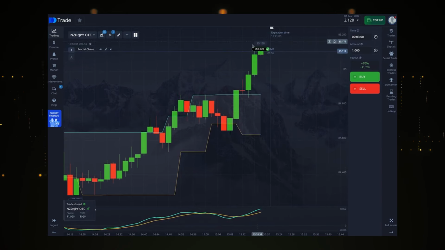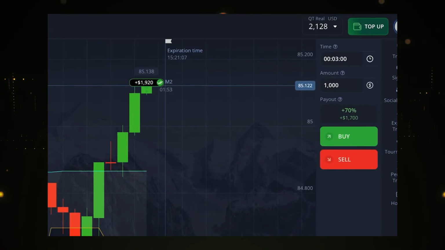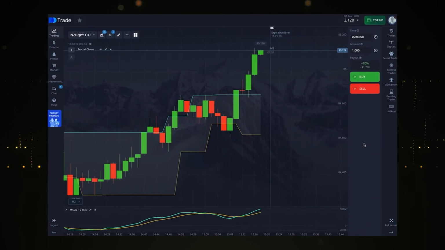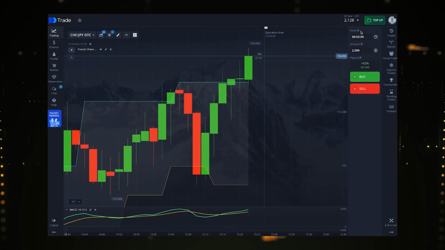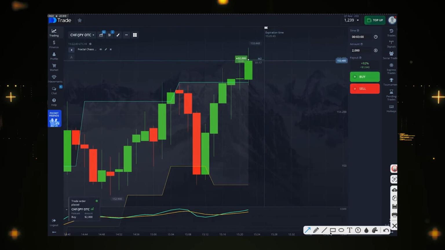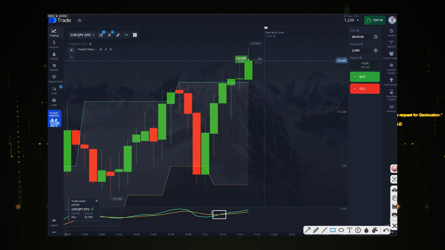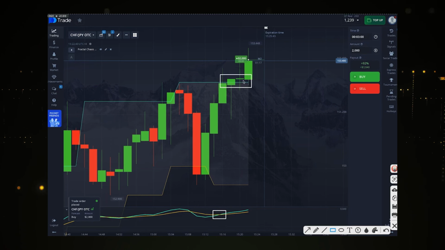The trade closes in plus. My balance on the broker Pocket Option becomes more by $920. Let's move on. Indicators give a signal to go up. Expiration time is 3 minutes. I open a buy trade for $2,000. Both indicators point to the continuation of the uptrend. I am determined to make a profit.